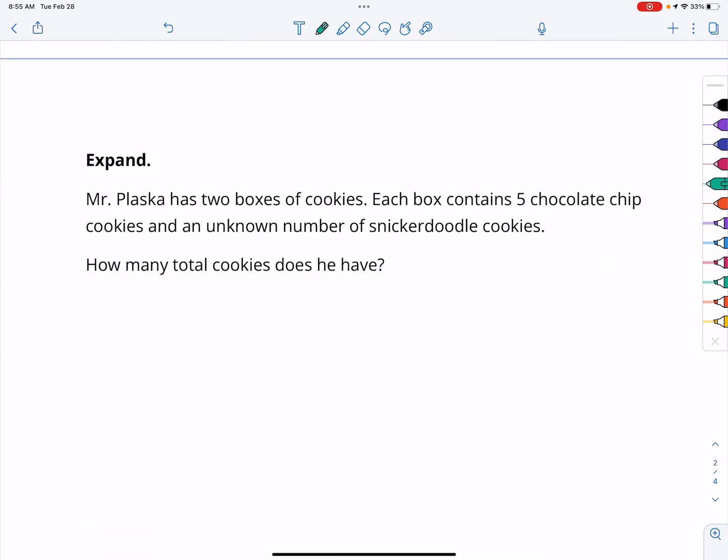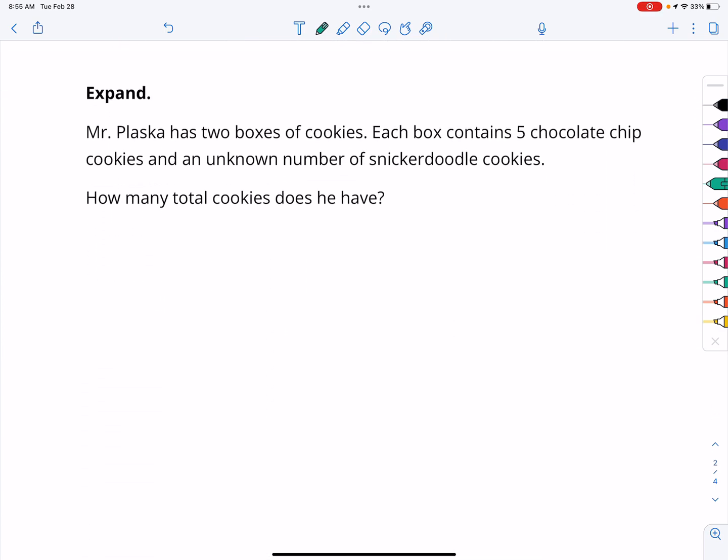So we'll start out with a word problem because I think this helps illustrate the idea here. So Mr. Plaska has 2 boxes of cookies. Each box contains 5 chocolate chip cookies and an unknown number of snickerdoodle cookies. How many total cookies does he have?